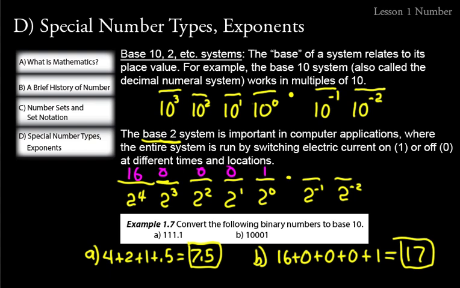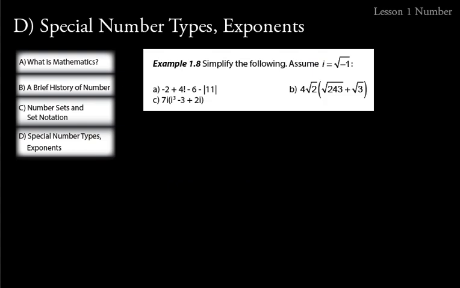Computers run on electricity. They're either on, 1, or off, 0. How do you get some kind of computer hardware and software to work together to create a 17? Well, you convert between binary and base 10. Almost done with lesson 1 here. A couple more examples. Example 1.8, moving on now to some other types of numbers.